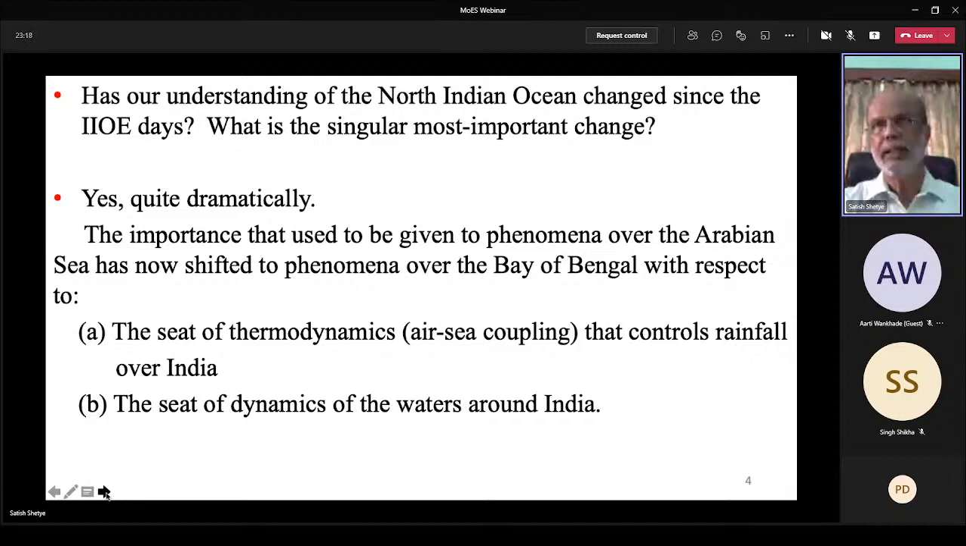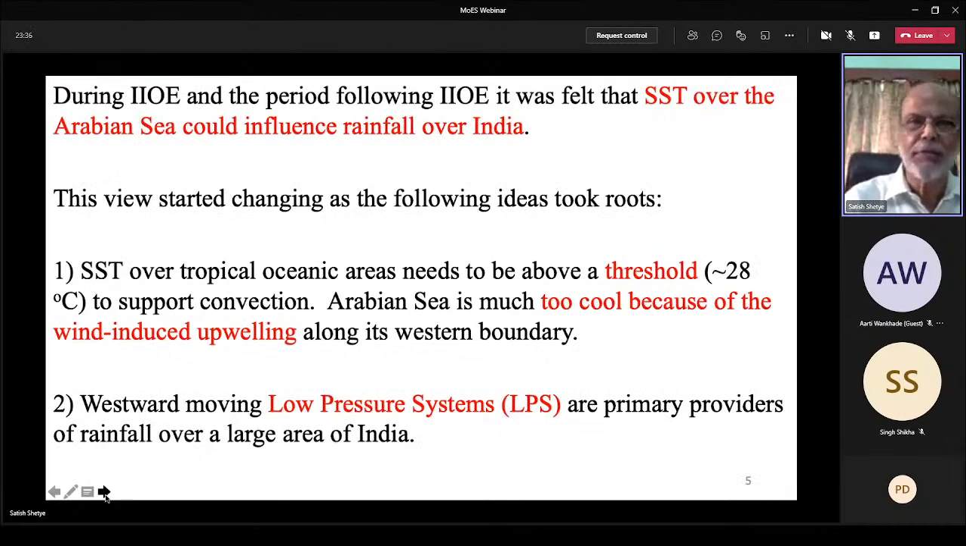Now, a caveat. When I talk about air-sea coupling, you should know that I'm no expert in atmospheric sciences. The reason why I included it, and I will start with it, is because I want to highlight a special feature of the Bay of Bengal. And that feature is related to the stratification in the Bay of Bengal, something that was known during IIOE, but I think subsequent work carried out on board ships of India helped to define it much better.